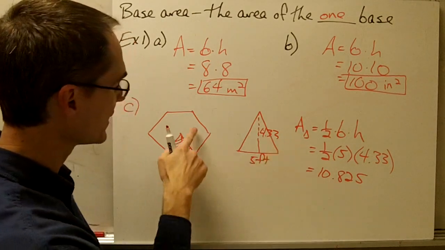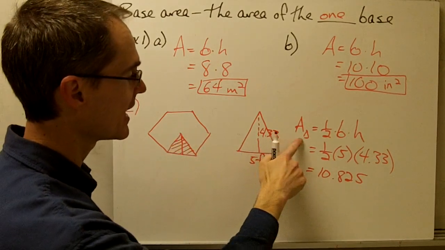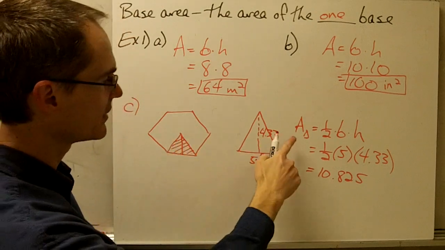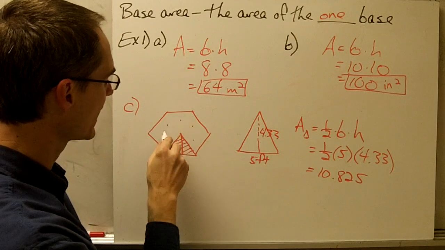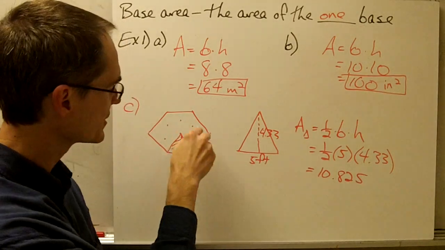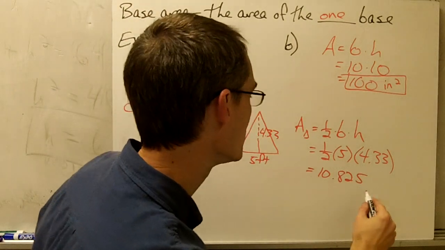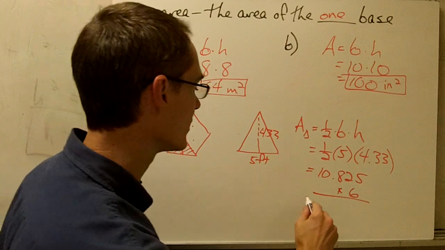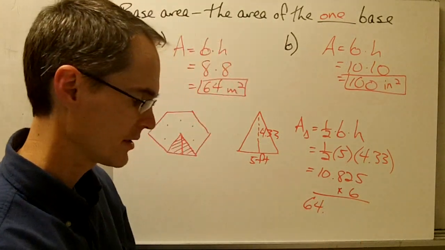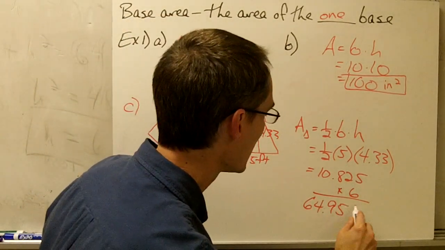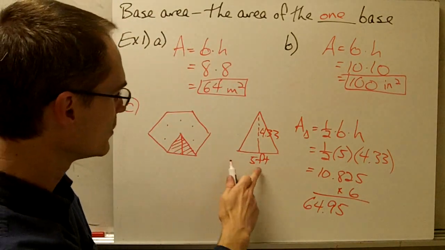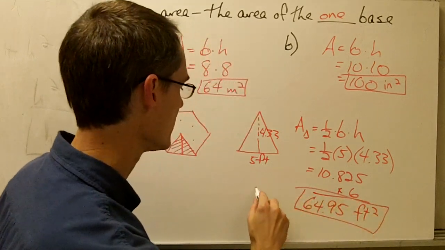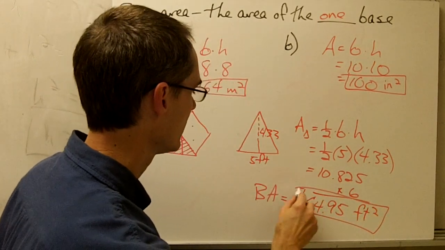square feet. Now notice that's not the area of my hexagon, that's just the area of my isosceles triangle here inside the hexagon. And in order to find the area of my hexagon, I need to multiply that number times 6 because I have 6 triangles in my hexagon. So 10.825 times 6. And if I punch that into my calculator, I get 64.95. And let's see, this is going to be in square feet. And so this is the base area of my hexagonal pyramid.